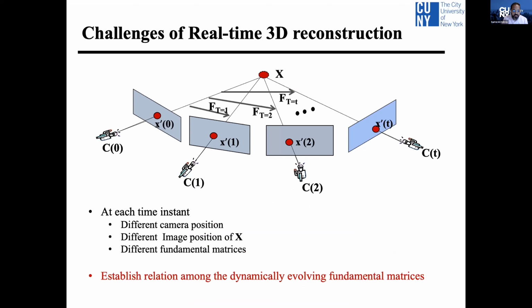So for a moving scene, moving camera, and multiple-camera scenario, you have different camera positions, different image positions, and different fundamental matrices, making the complexity of the problem much higher.